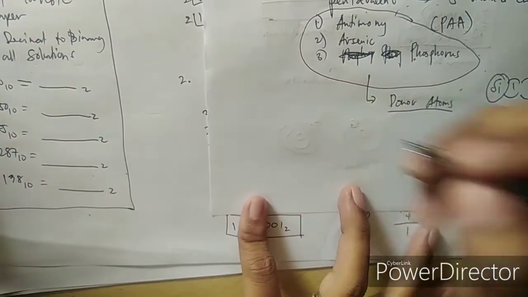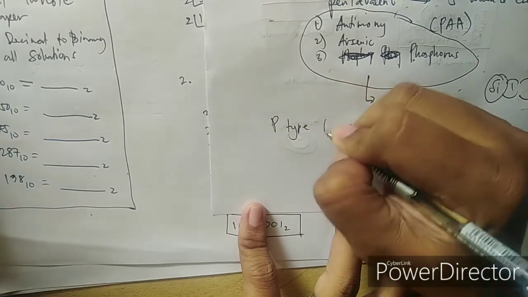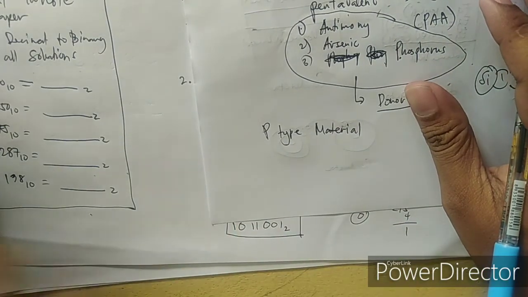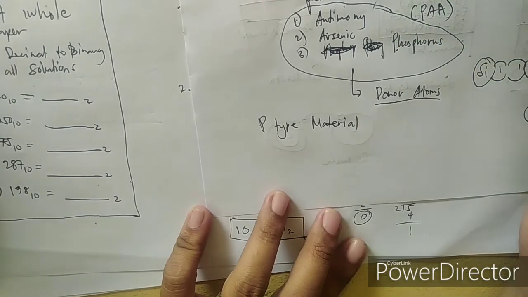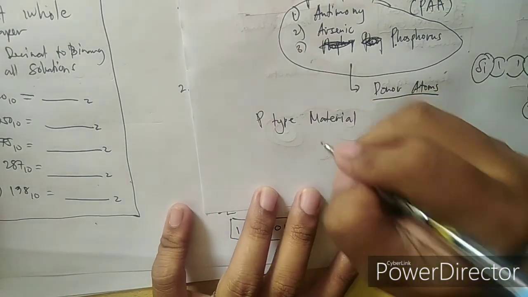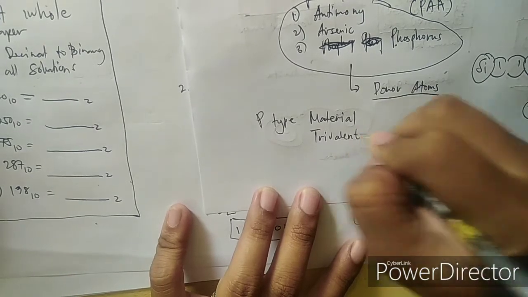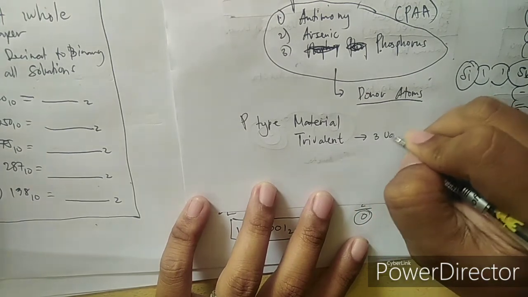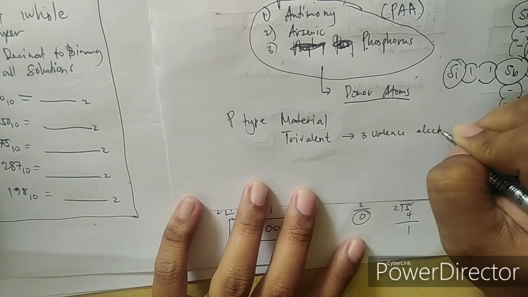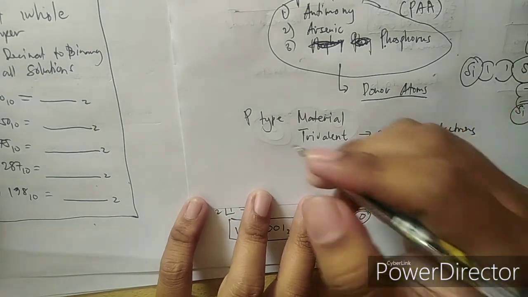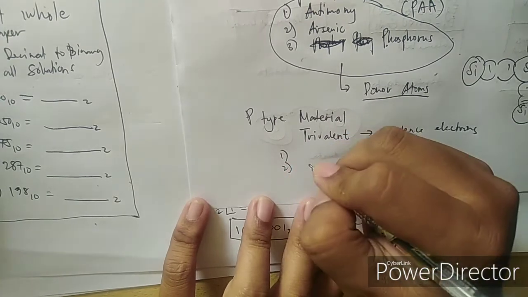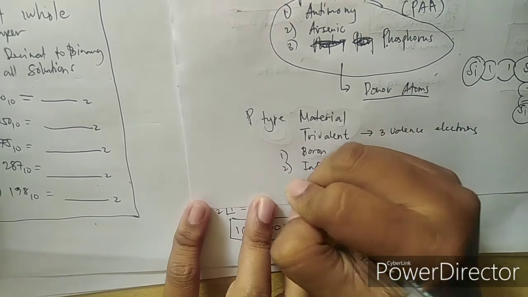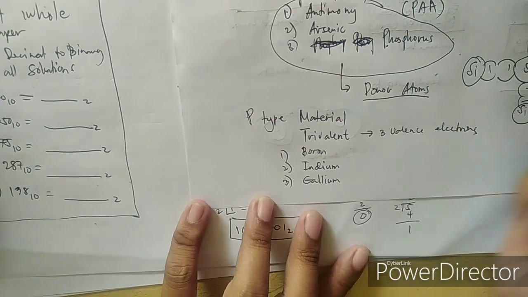On the other hand, the P-type material. In a P-type material, in order for the silicon to be P-type, you need trivalent atoms. Trivalent atoms have 3 valence electrons. These atoms are boron, indium, and gallium.